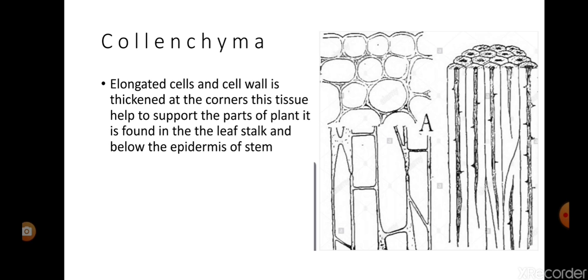Next one is collenchyma. You can see this is the diagram of collenchyma. The cell wall is quite thick here, and the cells are quite long, elongated cells, and they help to support different parts of the plant. It is found in the leaf stalk, that means the lower part of the leaf, and below the epidermis of the stem, that means the outer part of the stem.